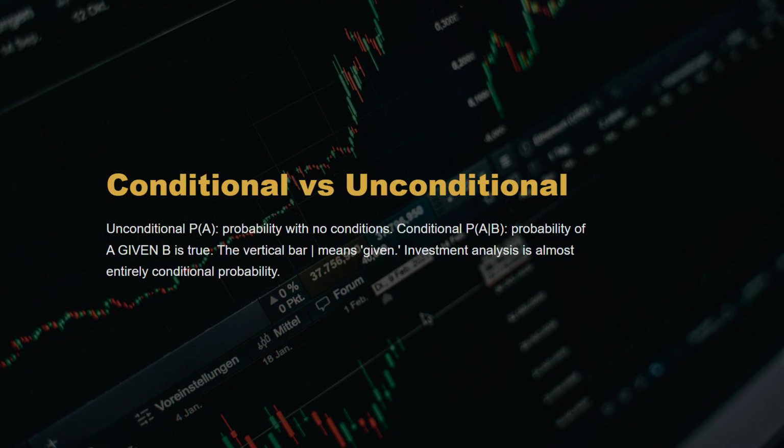Conditional probability is the foundation of investment analysis. You never estimate returns in a vacuum. You always condition on what you know. Earnings surprise? Condition on it. Recession indicator flashing? Condition on it. Every piece of new information changes the probability.